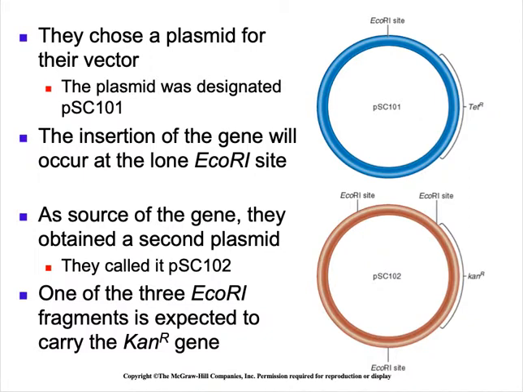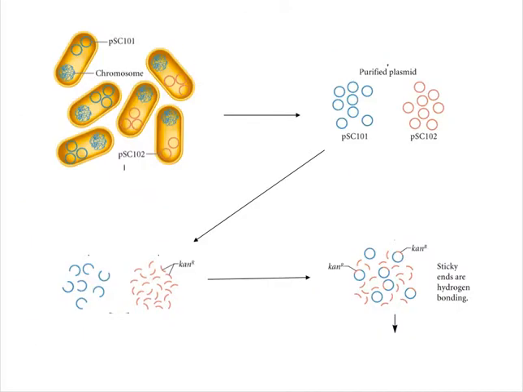In the very first experiment, they took two commonly grown plasmids that had been found. One's called pSC101, the other is called pSC102. pSC101 has a gene that confers resistance to the antibiotic tetracycline, and pSC102 confers resistance to a different antibiotic called kanamycin. Both of them have EcoRI restriction sites. pSC101 has one, whereas pSC102 has three.